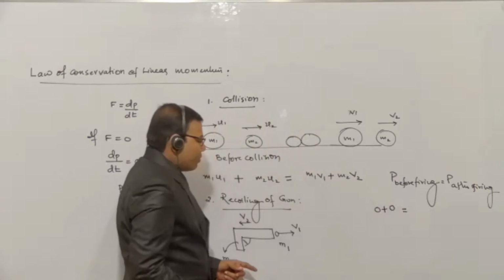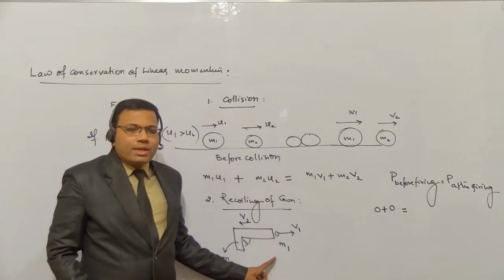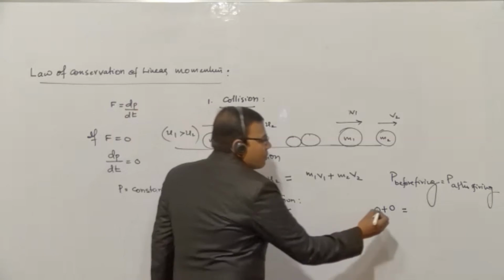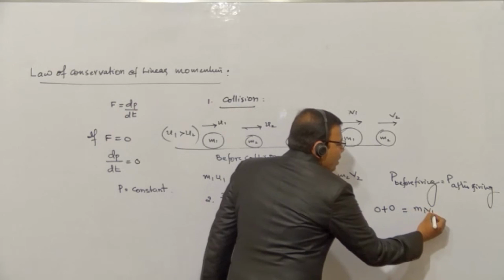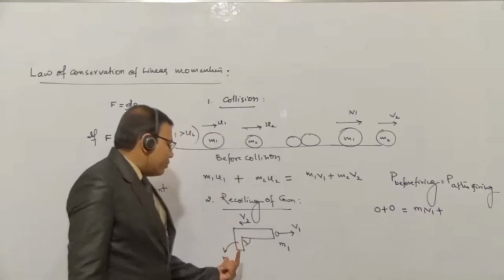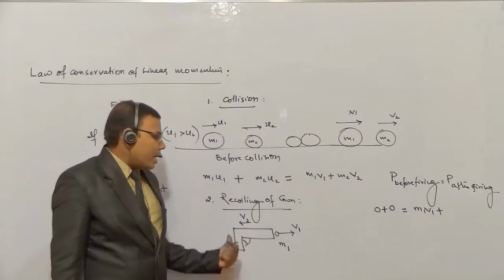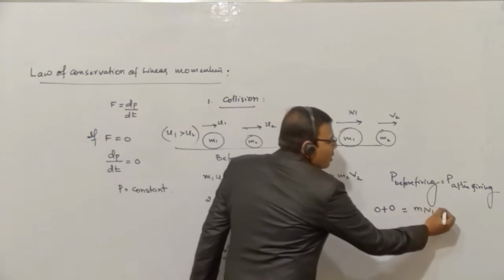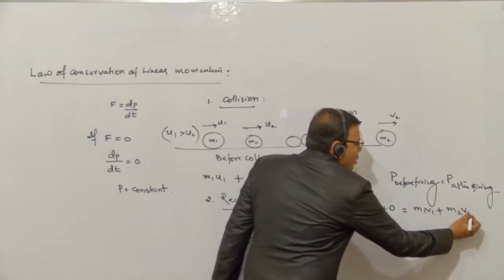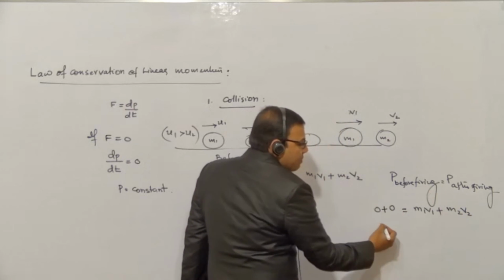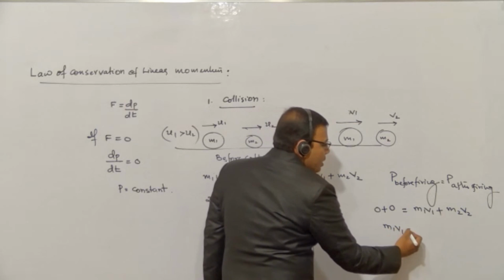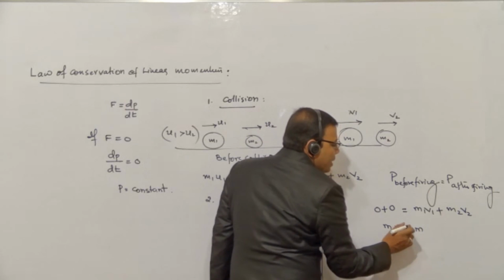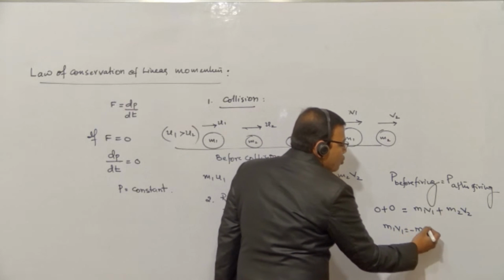But after firing, what is the momentum of the bullet here? m1 v1, plus the momentum of the gun, which is m2 v2. Now students, if I take this term to this side, that is m1 v1 equals minus m2 v2.